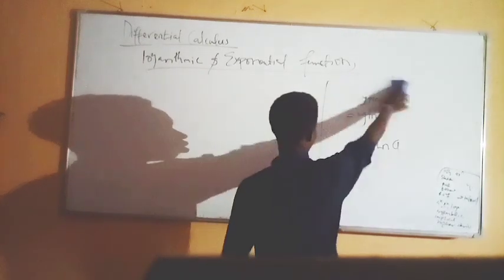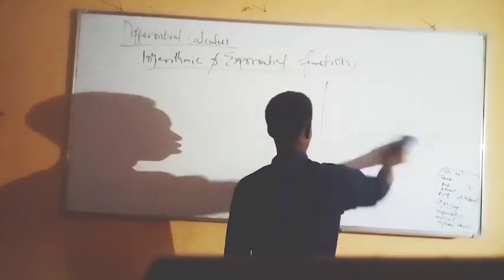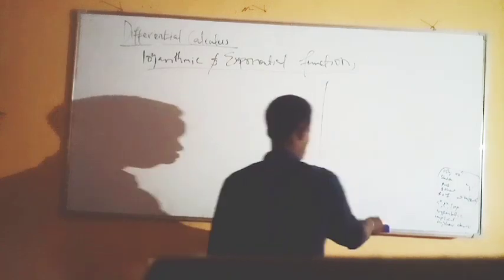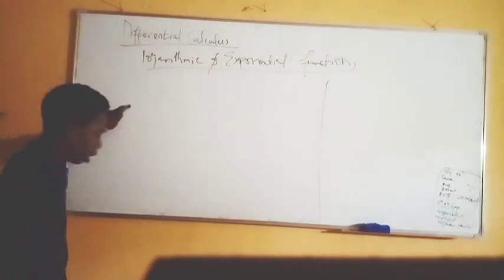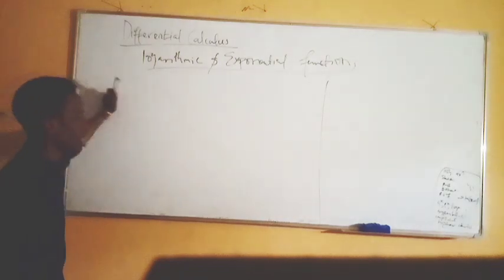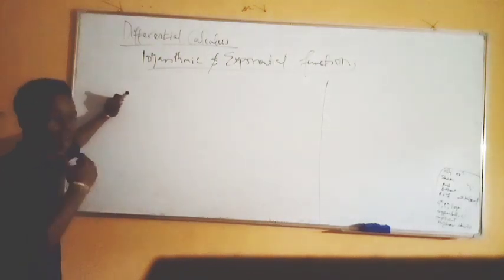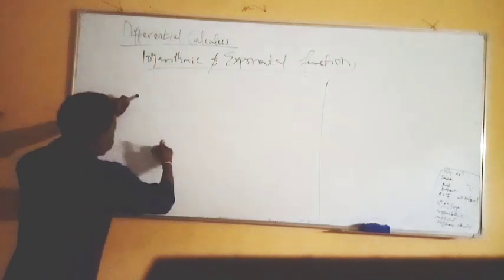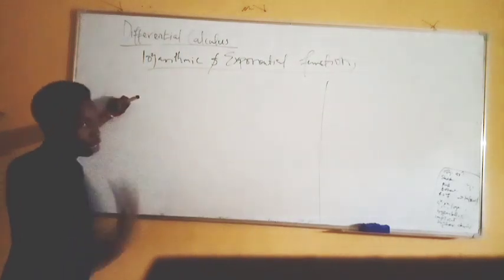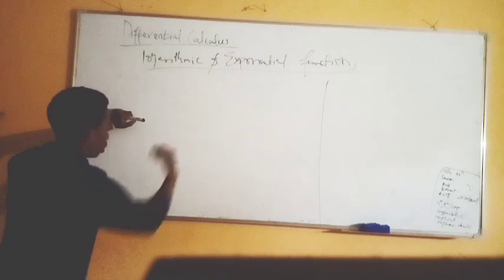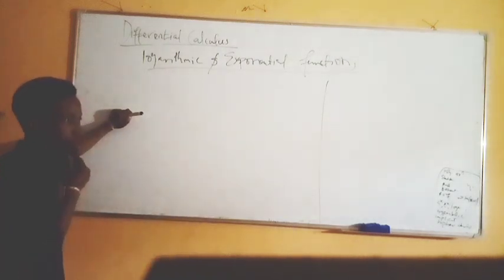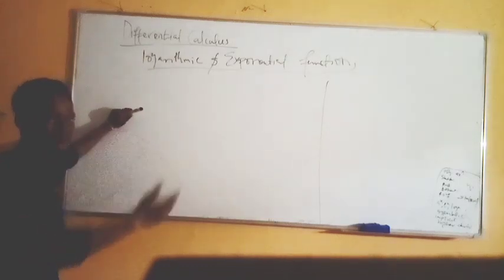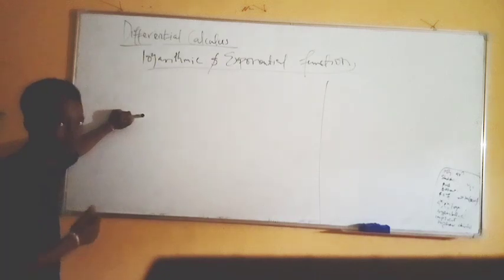Now, the definition of implicit function is not really hard. All the equations we've been solving are explicit functions. Explicit meaning there is a clear dependent variable and independent variable. In implicit functions, what we have is multiples of both the independent and the dependent variable.